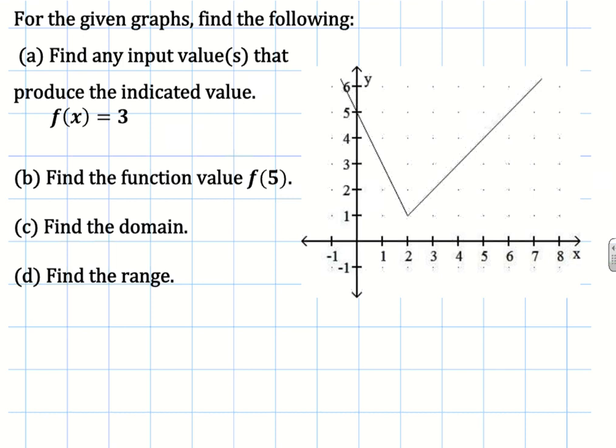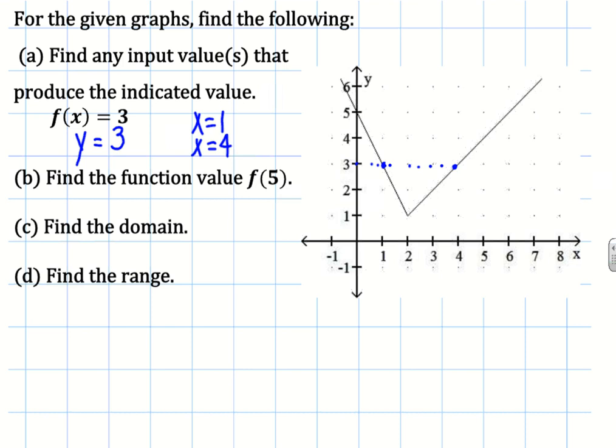For the given graph, we want to find any input values that produce the indicated value of f of x equal to 3. So in my mind, I'm going to think of y equals 3 and find it on the number line, y equals 3. So when I go across, in this particular case, I have two intersections. So x is going to be equal to 1 and 4.